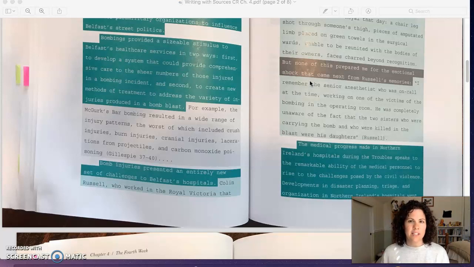We don't want it to be like novice writing where it says, this is what I say, this is what they say, this is what I say, this is what they say. We want it to look more like a tapestry.